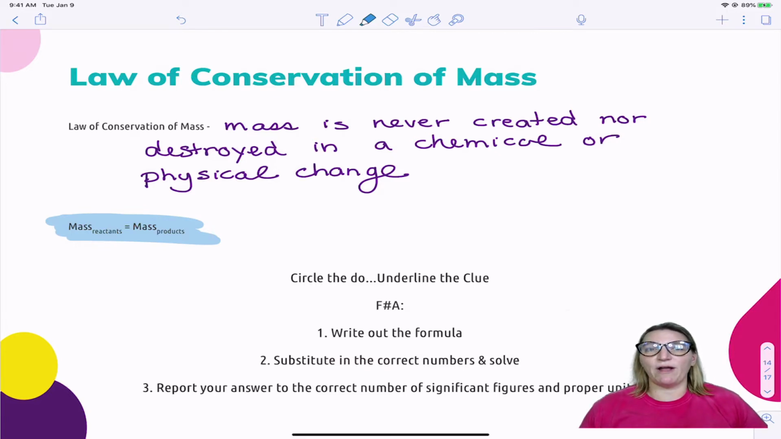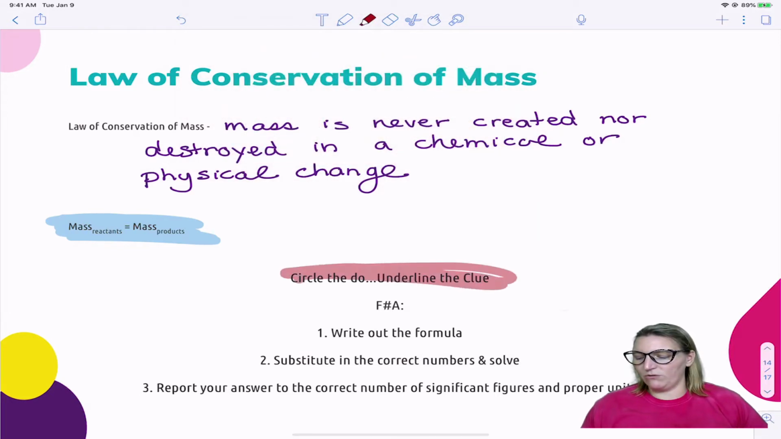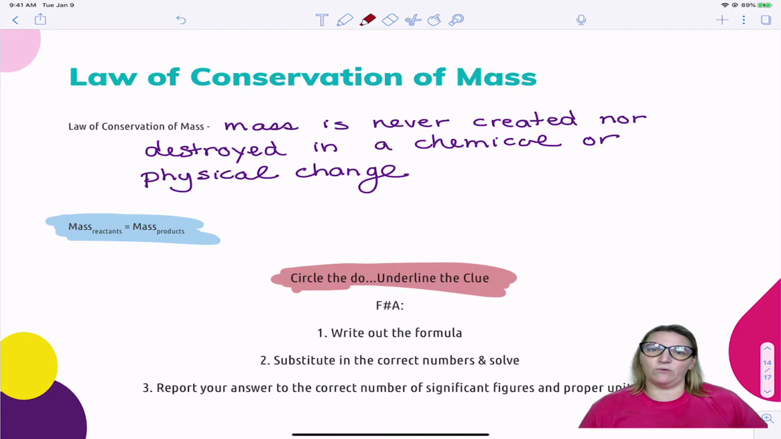But before we move on to those practice problems, I wanted to talk a little bit more about how we're going to be solving mathematical problems in chemistry. And you're going to hear me say this all the time, that we need to circle the do and underline the clue. What does that mean? Circle the do means when I read a mathematical question in chemistry, I look for what the question is asking me to find. That's the do. That's what I need to do. Underline the clue says when I go through and do that, I underline the pieces of data or information that I am then going to need to solve that problem. Circle the do, underline the clue.